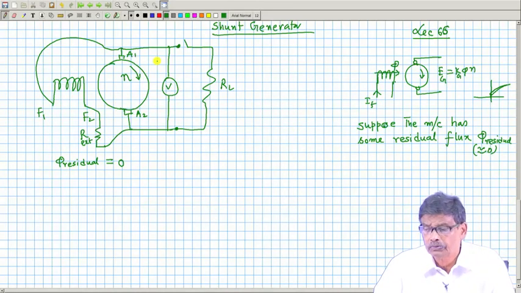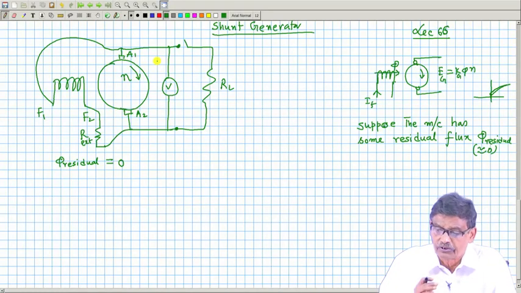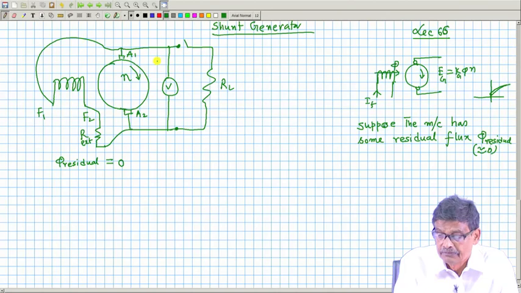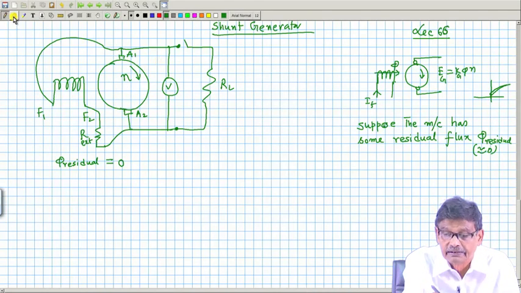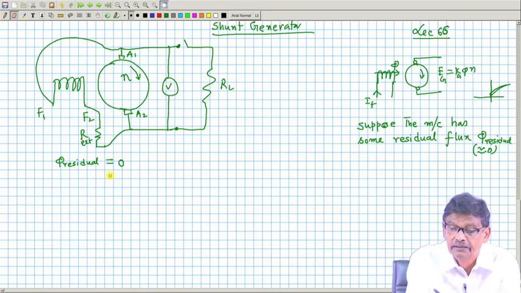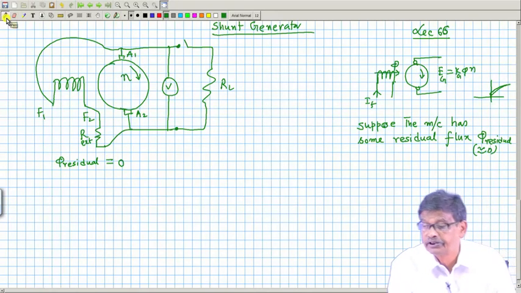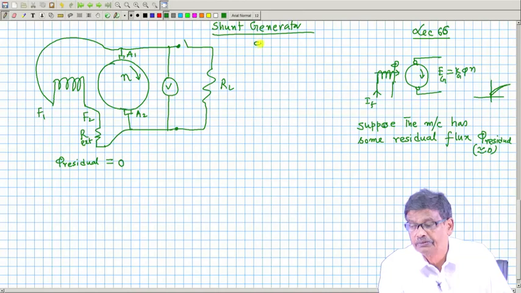So, for a shunt generator to work, we first conclude that phi residual is present. So, for a shunt generator, phi residual is a must.